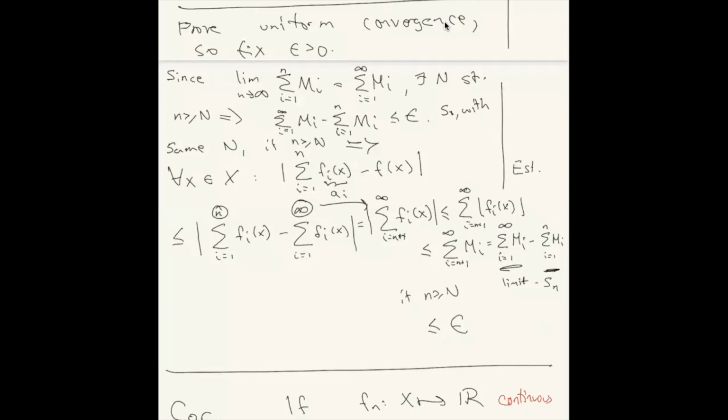And we got uniform convergence here. Why? Because the capital N does not depend on x. It only depended on the M_i's, which did not depend on x. They were uniform in x. So we're done.